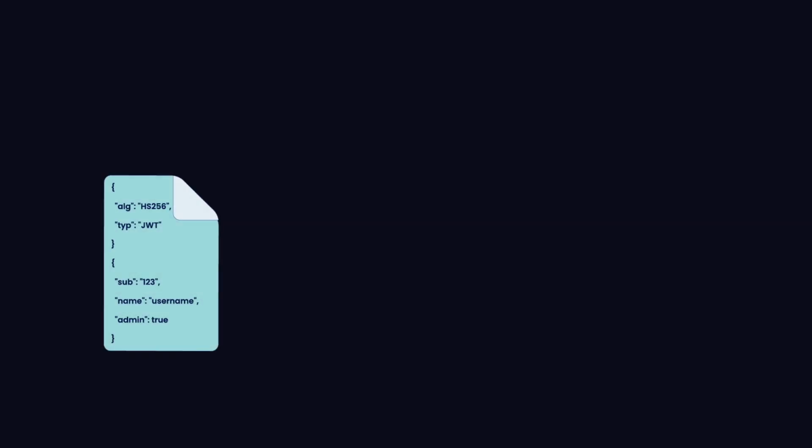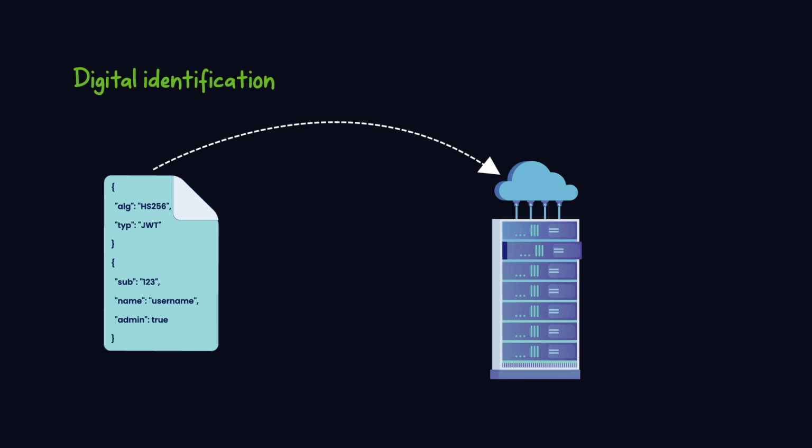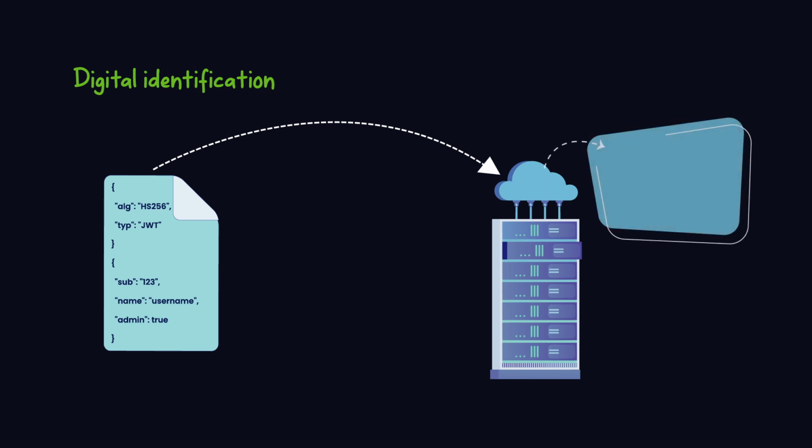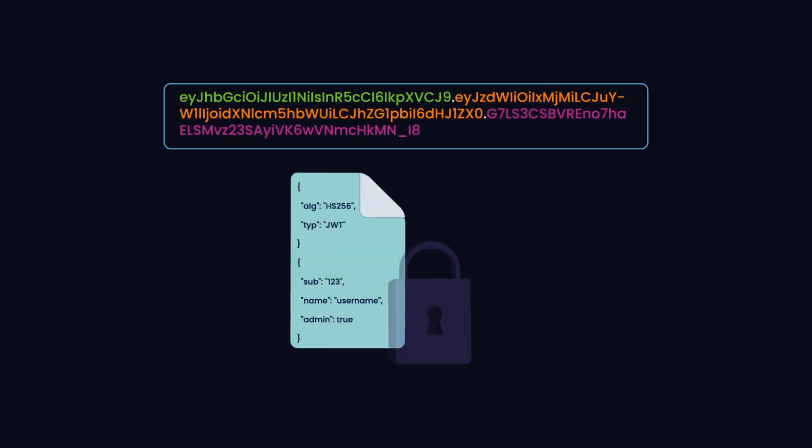This JWT token acts as your digital identification card within the chat application. It contains specific information about you, such as your username, account type, and perhaps additional details like your user ID or role information. The token is encrypted and signed using a secret key known only to the chat application.